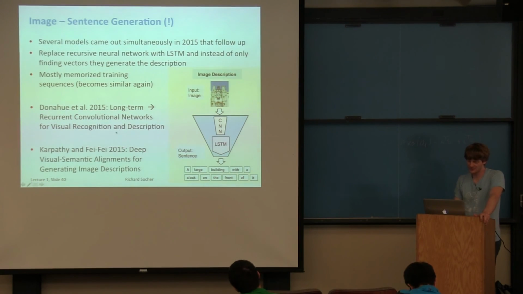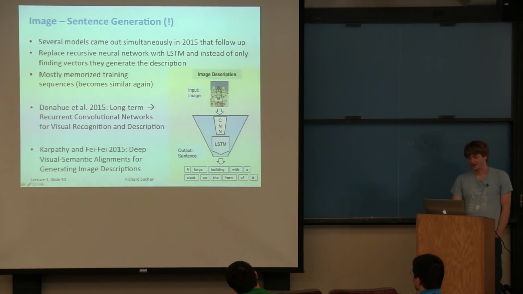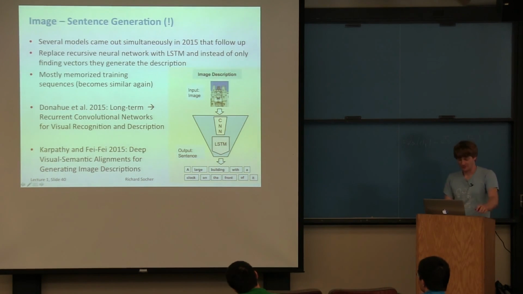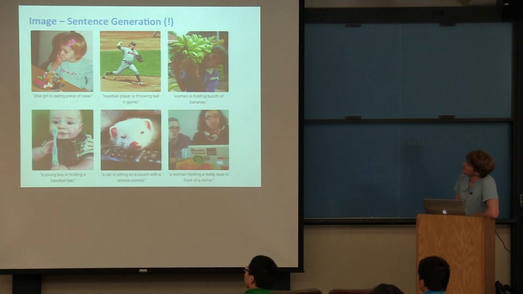So there are a bunch of different groups that brought this out. Two prominent ones here from the Bay Area were Donahue from Berkeley and the vision group at Berkeley. Their paper title is Long-Term Recurrent Convolutional Networks for Visual Recognition and Description. And then also here at Stanford, Andre and Fei also had a paper on deep visual semantic alignments for generating image descriptions.